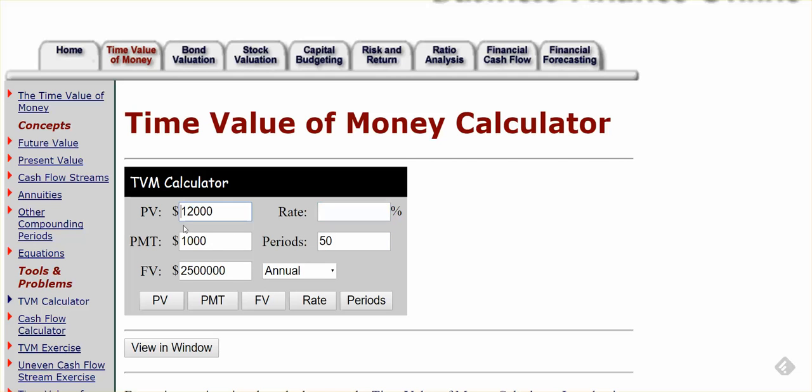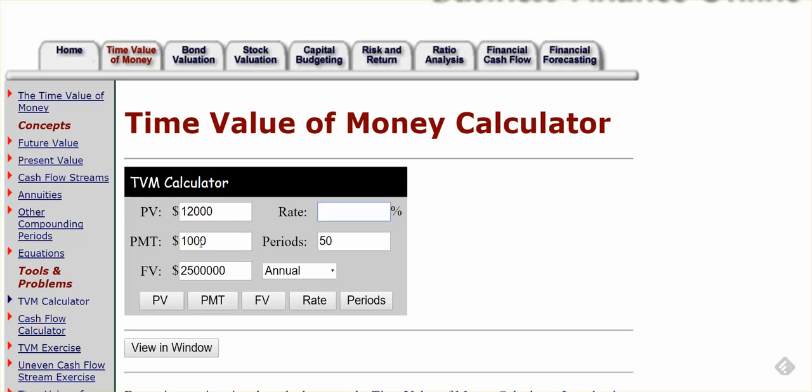So she puts in a $12,000 lump sum, puts in another 1,000 every year for 50 years. She ends up ultimately with $2.5 million. My question is, what rate of return is she earning on such an investment? That would be really difficult to figure out with the interest factor tables. But with the time value of money calculator, it's super easy.